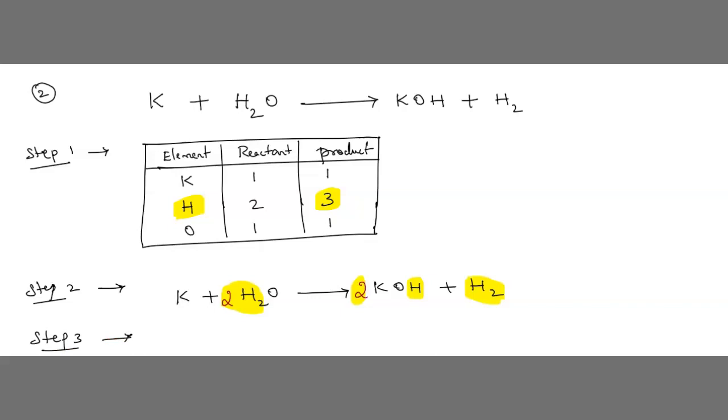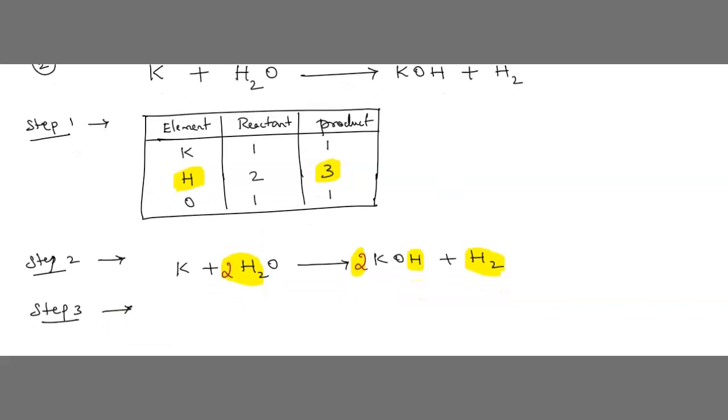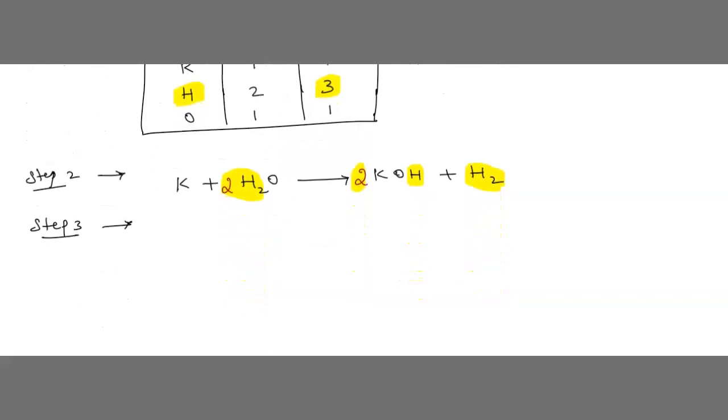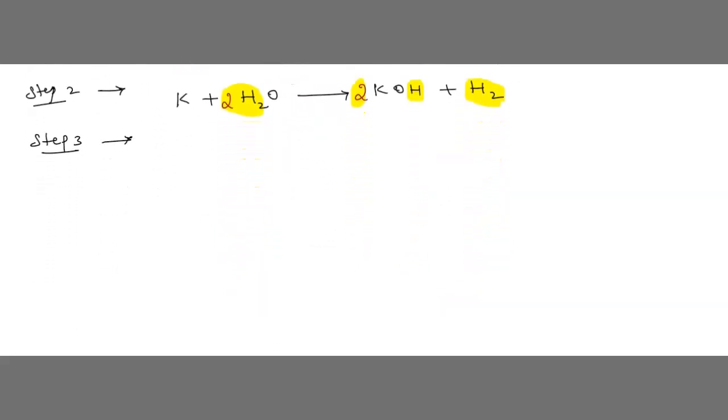Next, step number 3. Step number 3, what do we do, children? See now this step. Step number 3, which is highest? Now we have already balanced H. Now who is highest? K also 1. O. Now O has changed. Can you see here? Now O has changed. So what do we do now?